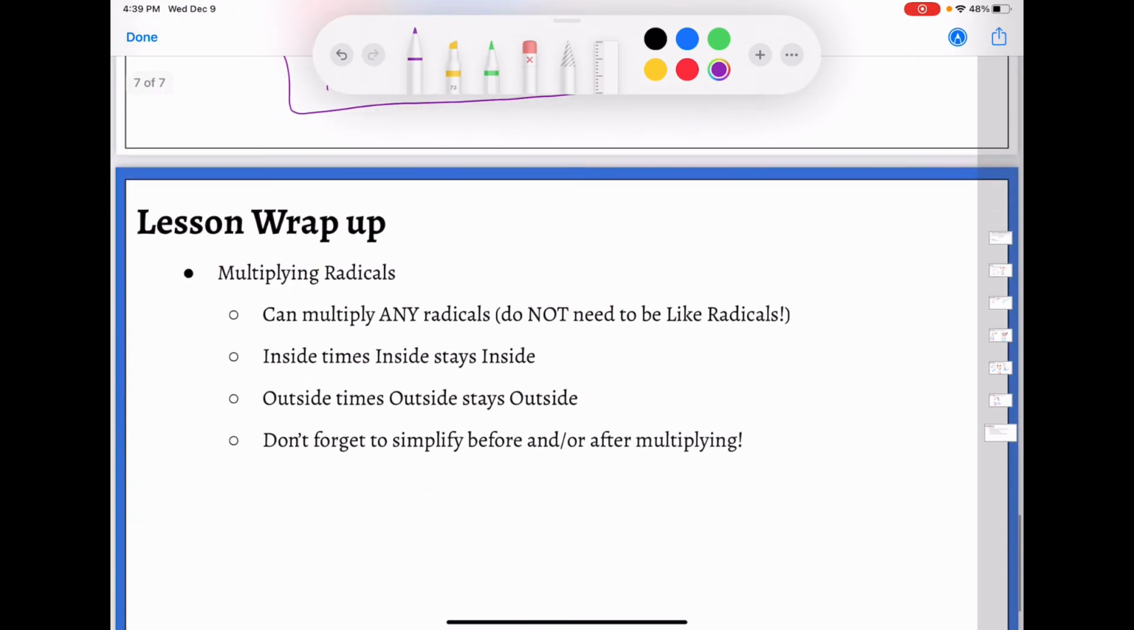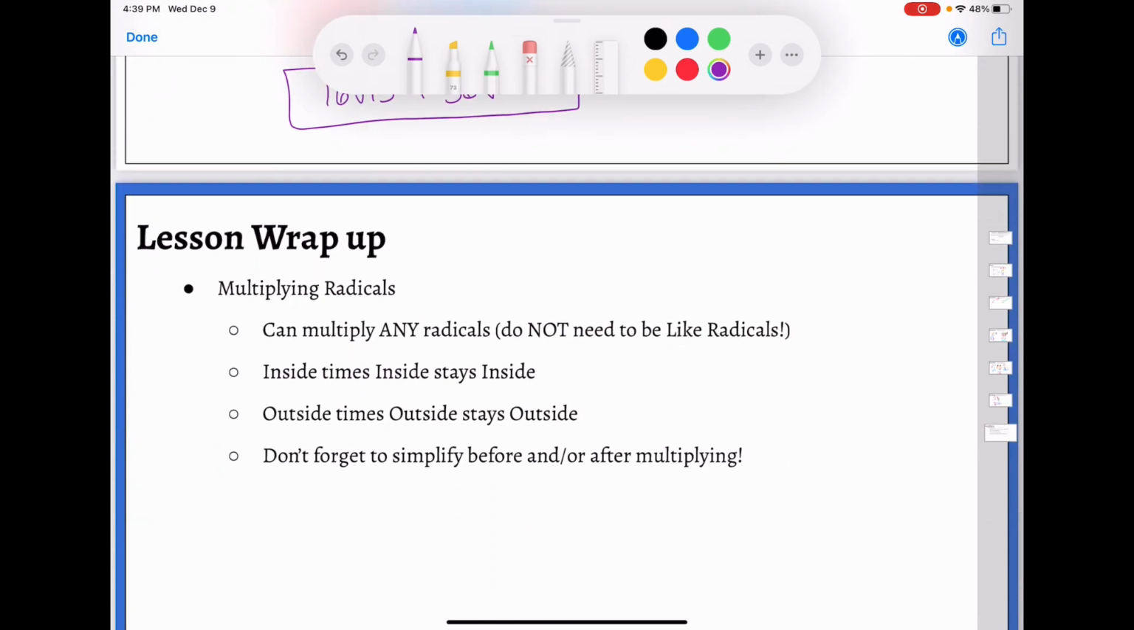All right, that wraps it up. If you can do that, you can do anything. So just remember, you can multiply any radicals. They do not have to be like radicals to multiply them. Just like any numbers at all, with variables, you can multiply anything that you want. When you're multiplying, inside times inside stays inside. Outside times outside stays outside.